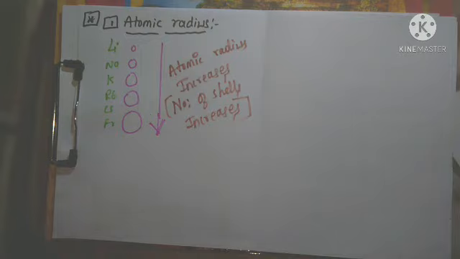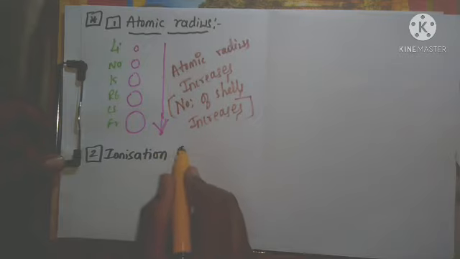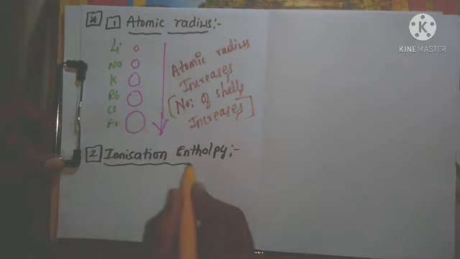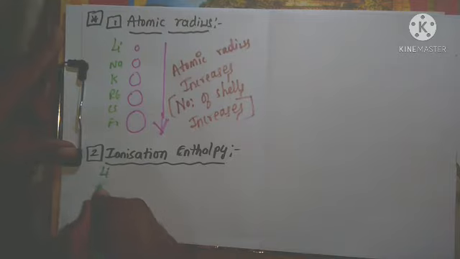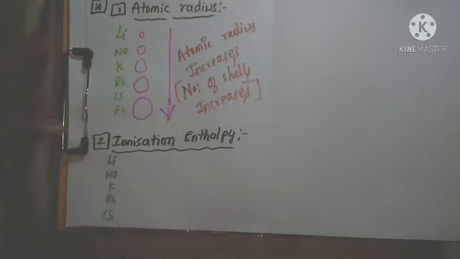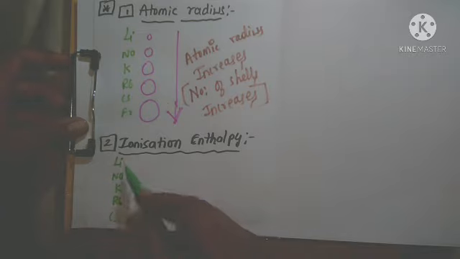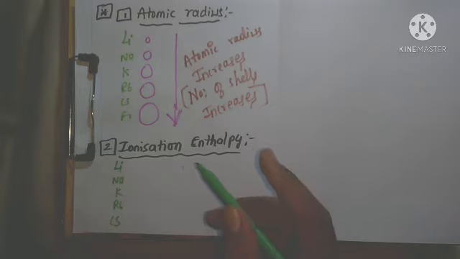Next, we will discuss the second one, that is ionization enthalpy. Now just check for ionization enthalpy. Again I will write the elements: lithium, sodium, potassium, rubidium, cesium. I am not writing francium because it is a radioactive element.